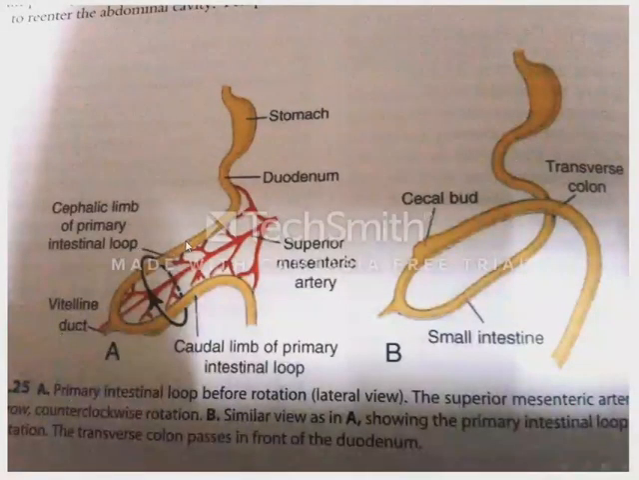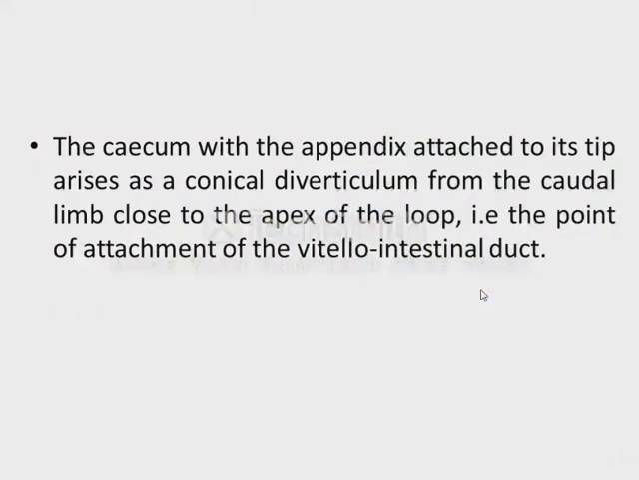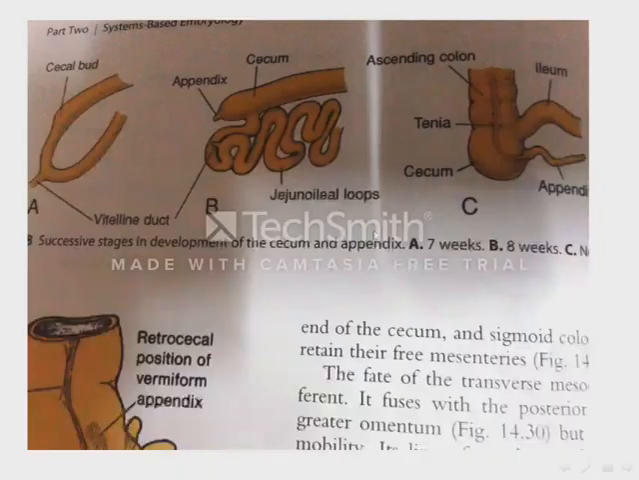Again, here is the U-shaped loop, the cephalic or proximal limb, the caudal limb, and this is the apex to the vitelline duct. And then starting rotation, the cecal bud here becomes right and superficial, and the small intestine becomes deeper. The cecum and appendix attached to its tip arise as a conical diverticulum from the caudal limb close to the apex of the loop, that's to say, the point of attachment of the vitello-intestinal duct. Here is the appendix, and this is the cecum, near the attachment of the vitelline duct.